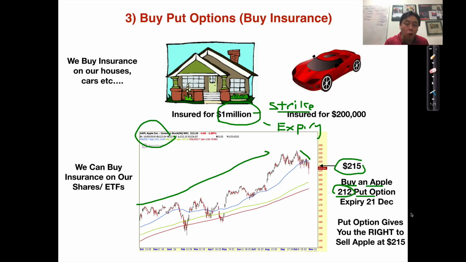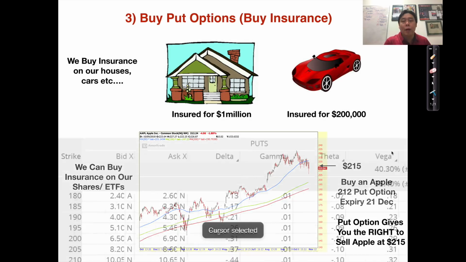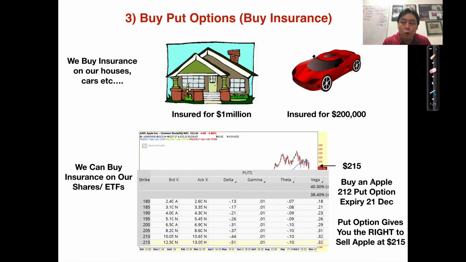Okay, so again, a put option gives you the right to sell Apple shares at a certain price. We call that the strike price. If you take a look at any broker, I'm using Thinkorswim to analyze my put options. You can take a look. These are put options on Apple. So for example, if you want to insure Apple at 215, that's the strike price, it costs about $13. All right, $13 to insure the shares. Now again, this is in a contract of 100 shares.